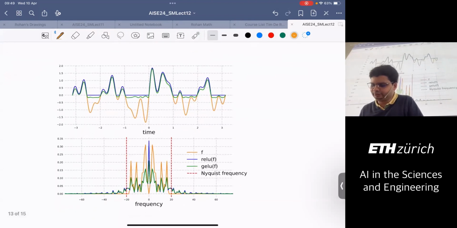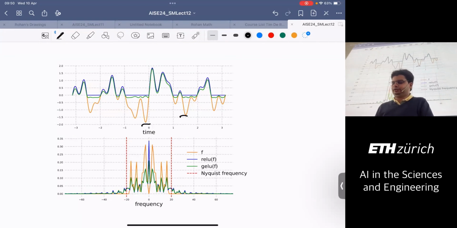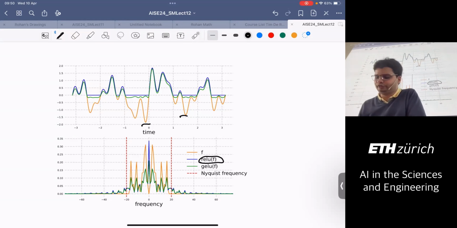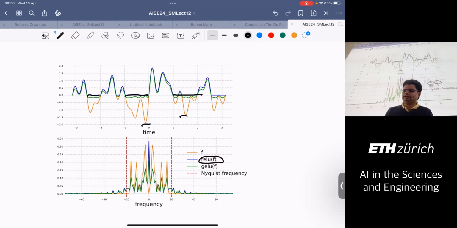I've taken a signal, which is in orange, and I've applied different nonlinearities to it. I've just used the Nyquist frequency as a barrier. Let's just focus on ReLU, because GeLU is just a smooth version of it. ReLU, as you can see, clips all the negative parts and just keeps the positive parts. So this is where ReLU works.